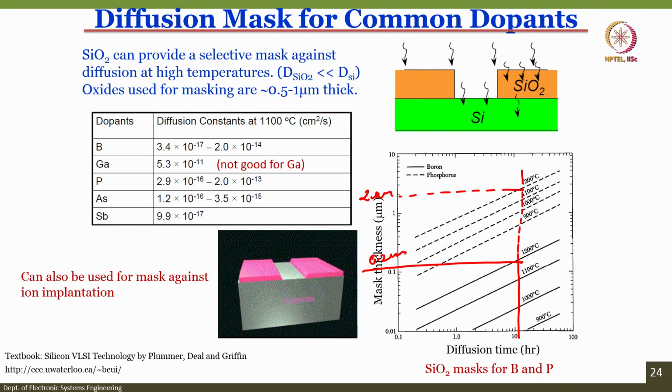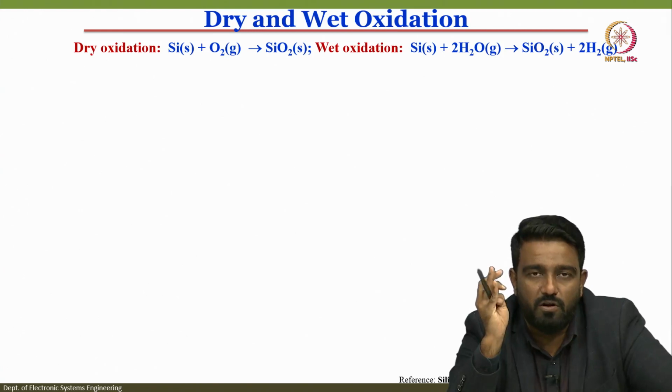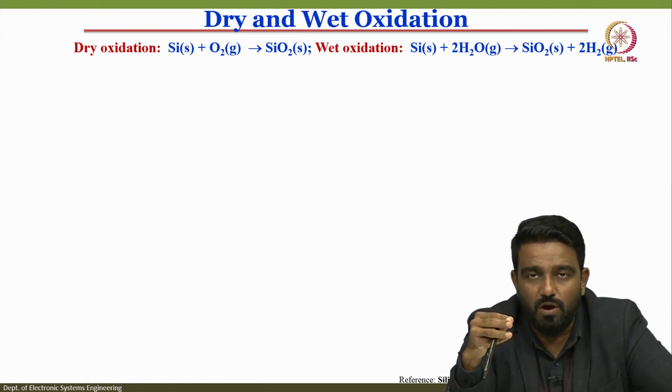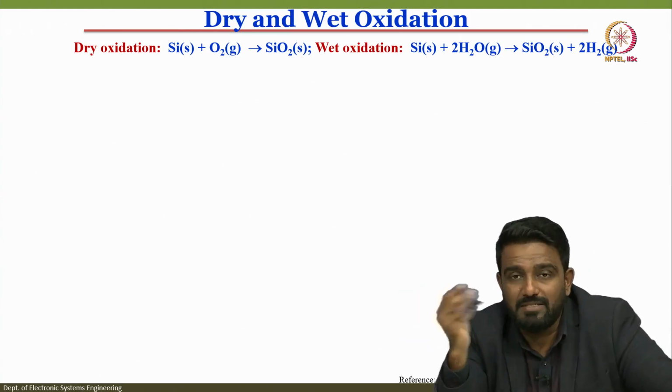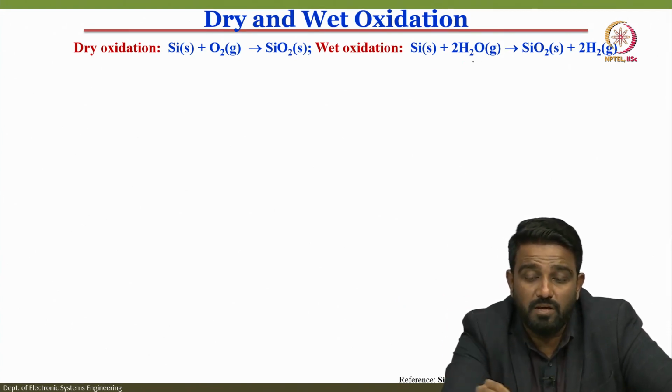Now, like I said, there are two types of oxidation technique, one is wet oxidation and the other is dry oxidation. Let us see how they work. In dry oxidation, silicon, which is solid, reacts with oxygen, which is in gas form, to form silicon dioxide. For wet oxidation, silicon plus 2H2O gives SiO2 plus 2H2. This is how the equation is balanced.